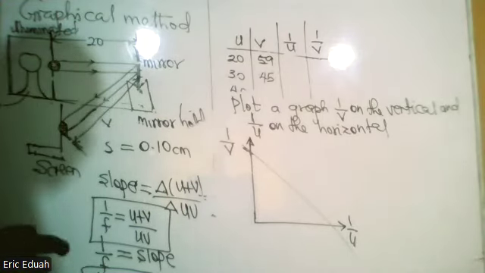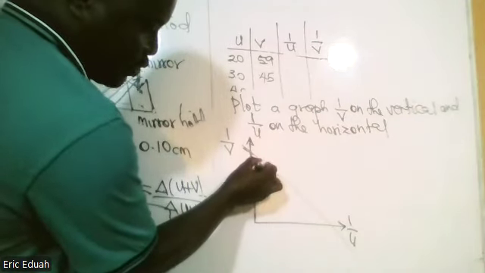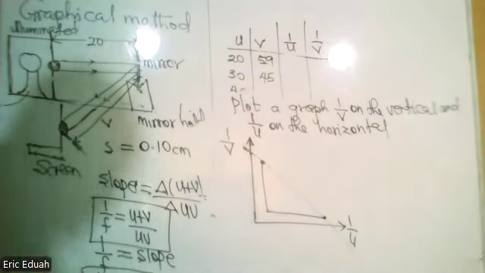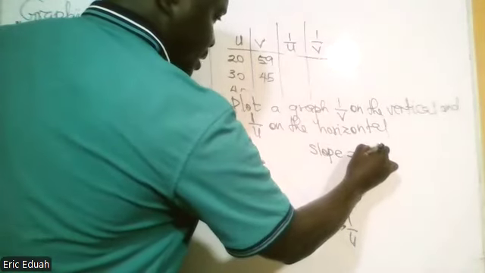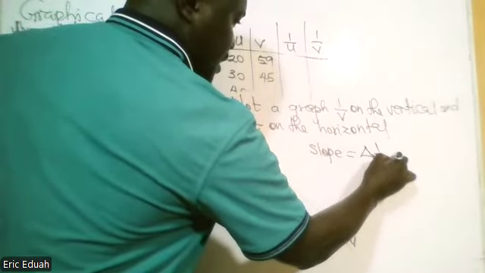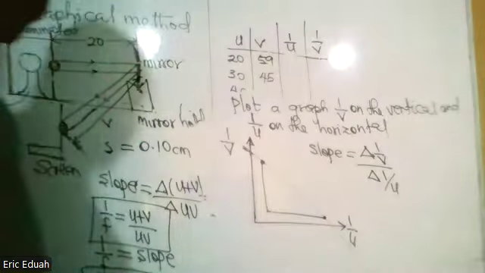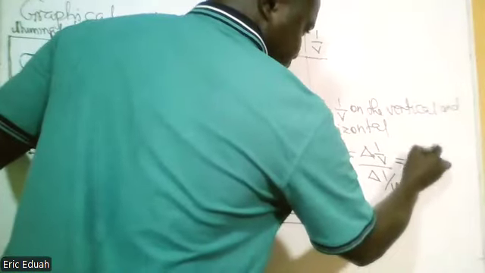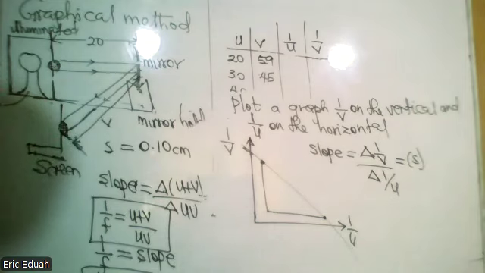Now, how do we find the slope? We determine the slope by picking two values here. Change in vertical, change in horizontal. So from this, our slope would be equal to change in 1 on v over change in 1 on u. And whatever we get for the slope S would be equal to the gradient of this. Now, how do we use this to find the focal length?